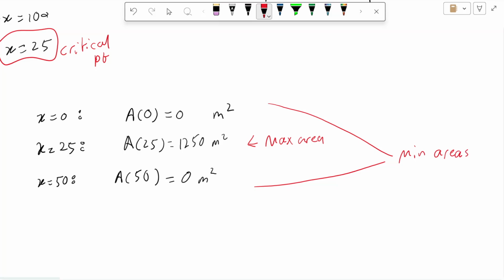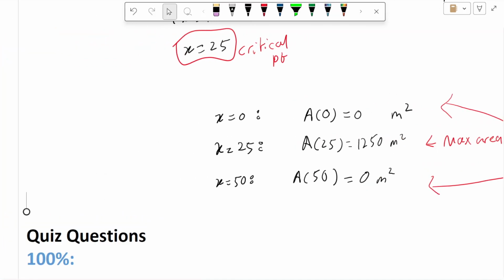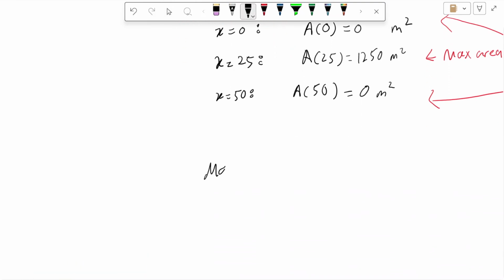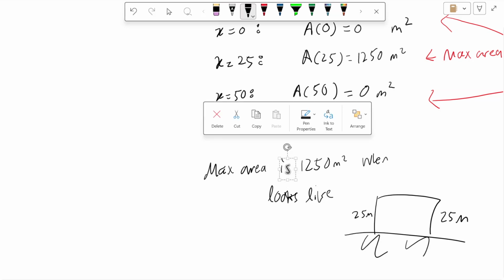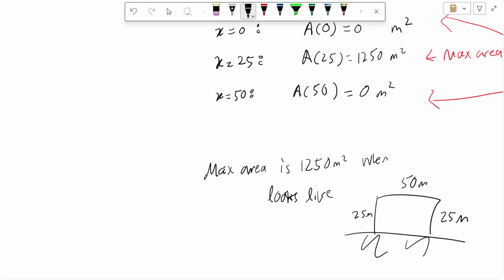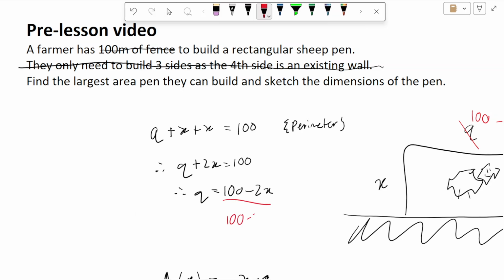And if we wanted the minimum areas, not that this question was asking for it, there are 2 ways to get the minimum area. It's those situations. So you could give a sentence answer, something like this. Max area is 1,250 meters squared when it looks like this, so x was 25. So we're going to put 25 meters there and 25 meters there. Knowing that the whole fence had to add up to 100, that would have to be 50 meters there. Or if you're not sure, you could use 100 take 2 lots of 25, which would give you 50 as well for that Q value.